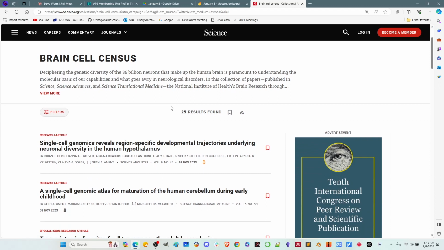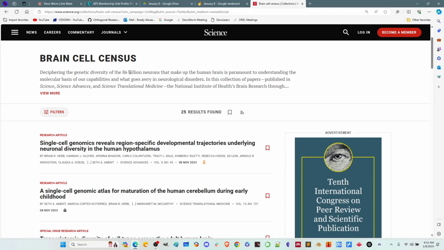And I guess the answer would be to use a bunch of different methods and get a fair consensus around what is the number of different types of cells. What they're doing in this collection of papers, recently published in Science in November 23, so a couple of months ago, is a brain cell census, I think in humans.